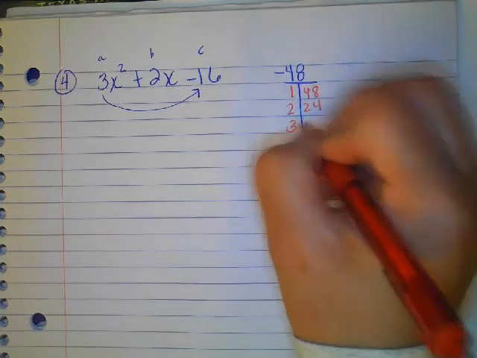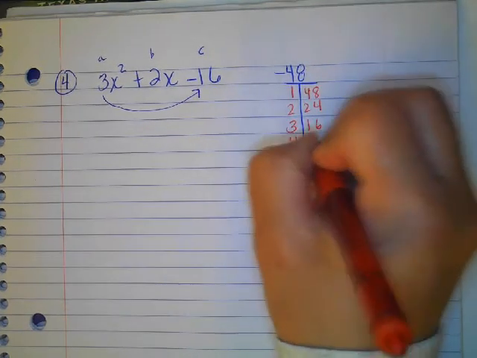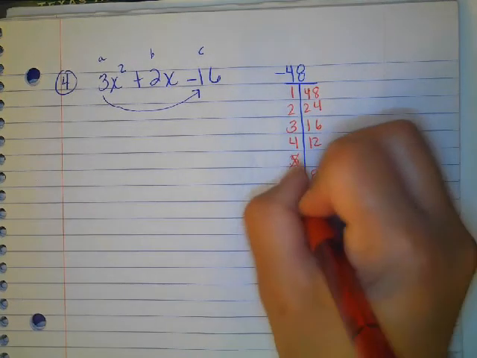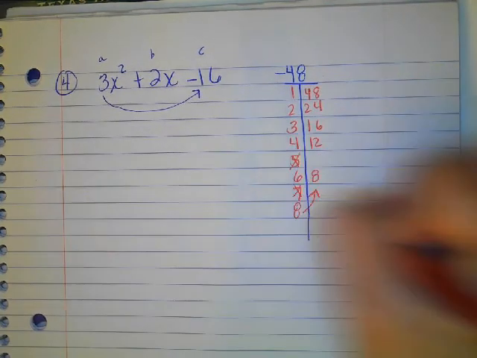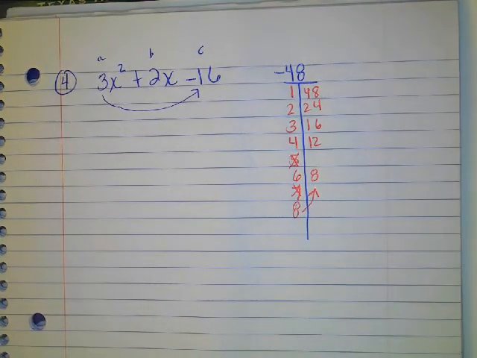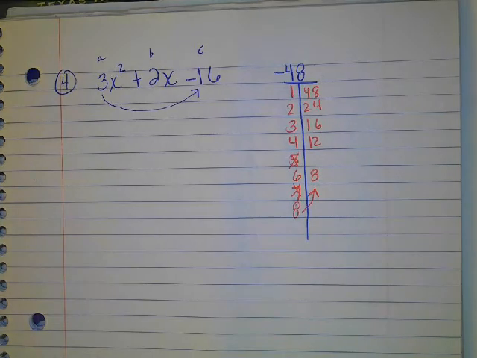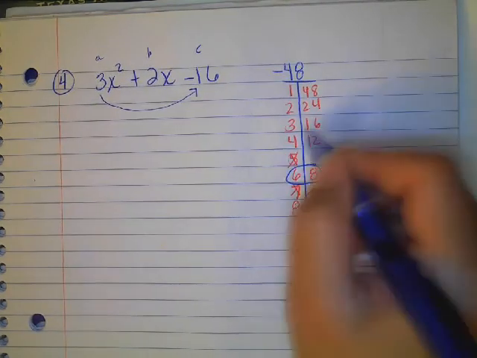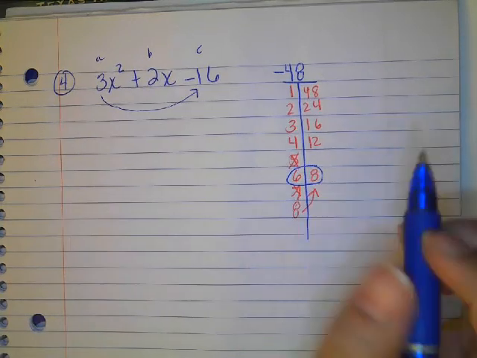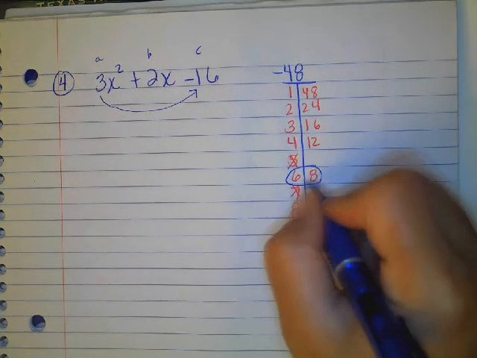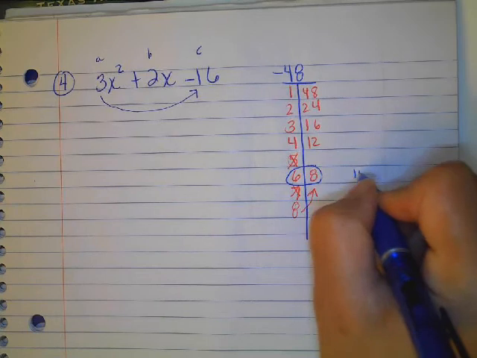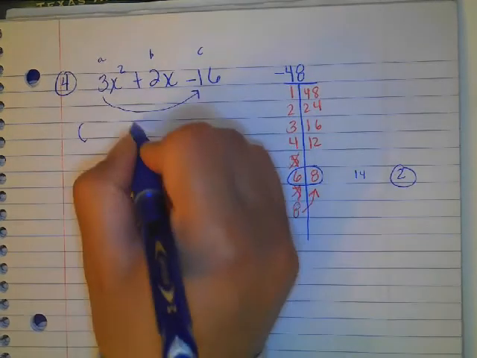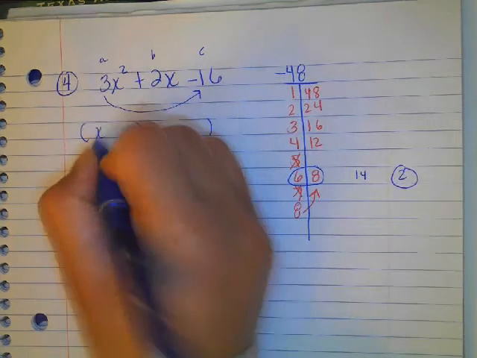1 times 48, 2 times 24, 3 times 16, 4 times 12, 5 doesn't work, 6 times 8, 7 doesn't work, and 8 is already there. Now, which ones add up or subtract to give you a 2? These down here, and you can check them all if this doesn't pop up to you, right? Okay, but if you add them, you get a 14, but if you subtract them, you get your 2. So that's what you want.